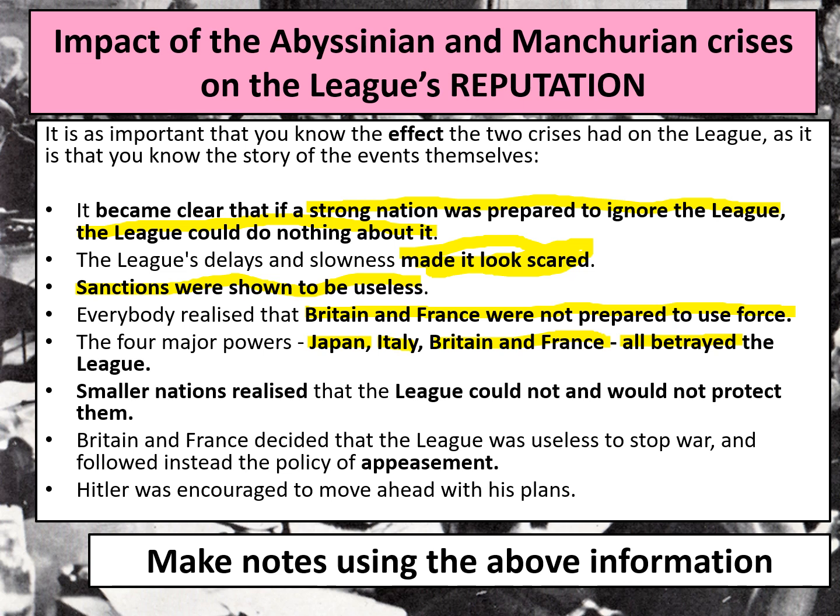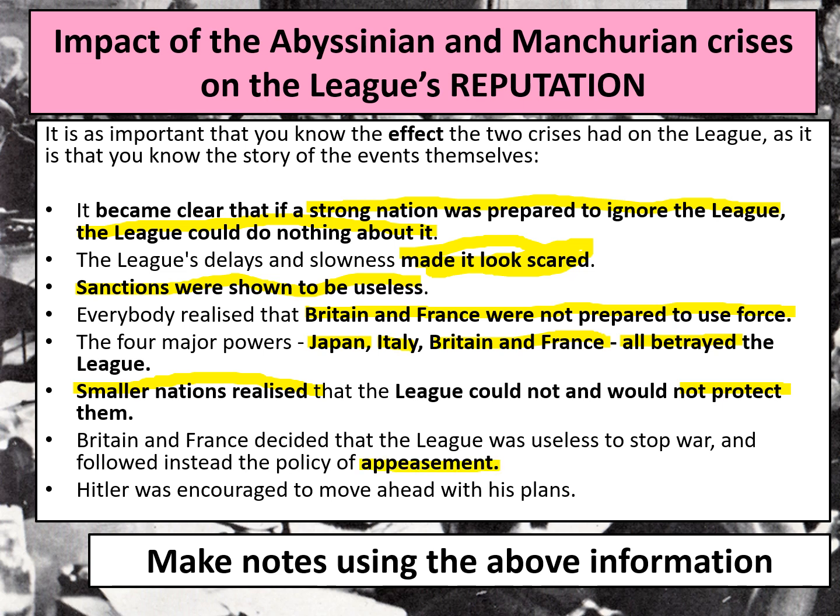Japan and Italy by breaking the rules and then leaving, and Britain and France by not supporting the League of Nations and giving it what it needed. Smaller nations soon realised that the League was not the thing that was going to protect them. They stopped going to it for help. It meant that by the end of 1936 and into 1937, Britain and France themselves had lost complete faith in the League of Nations, and it wasn't going to stop war, as they moved towards this policy of appeasement.